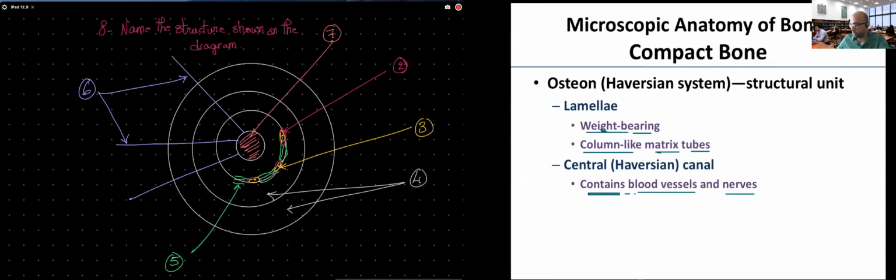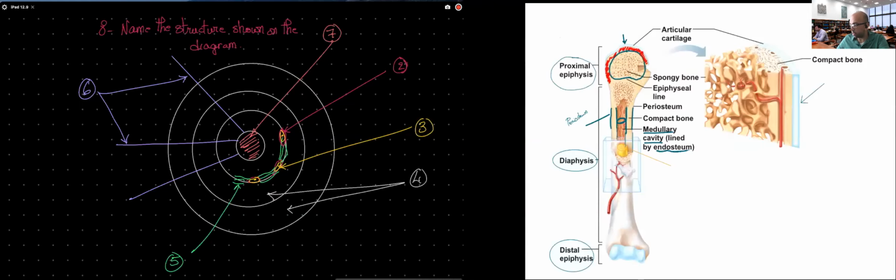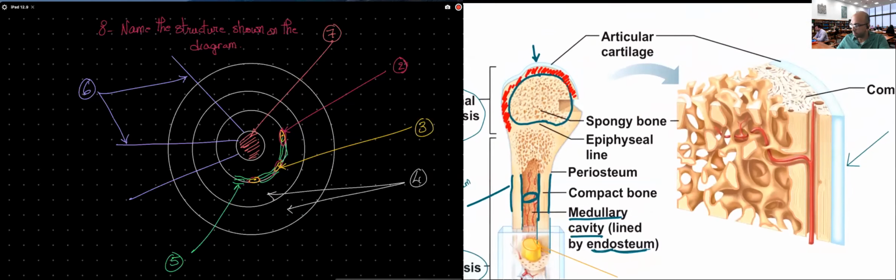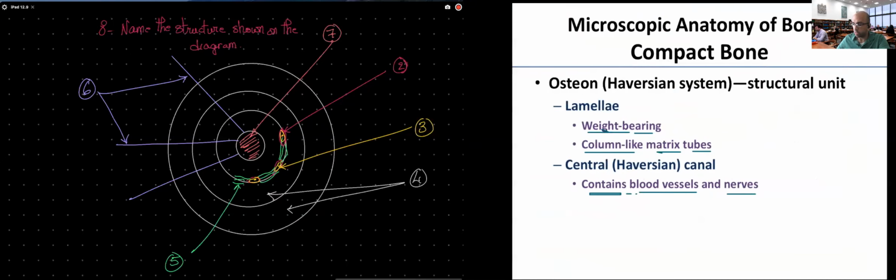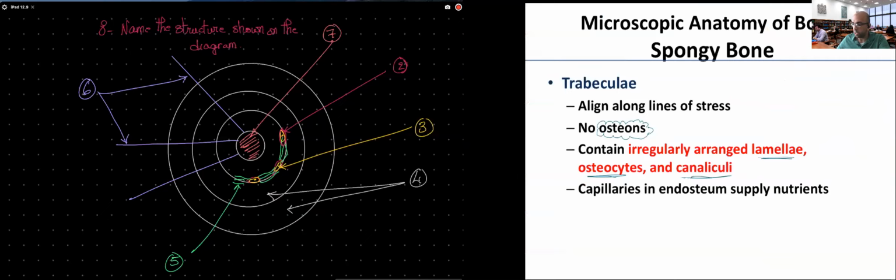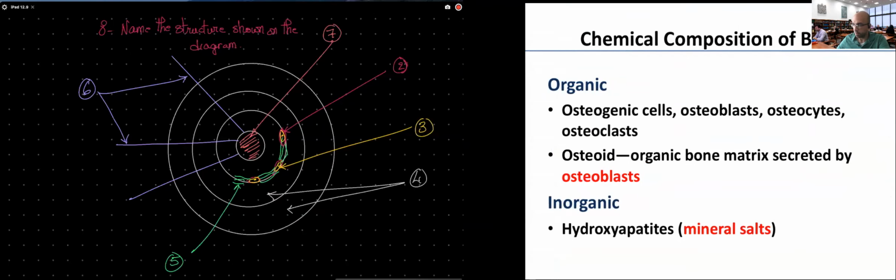Instead, we have irregularly arranged lamellae, as you see on here, but everything else is going to be located inside those irregularly arranged lamellae that contain the osteocytes and canaliculi, the same way as I do have in the compact bone.